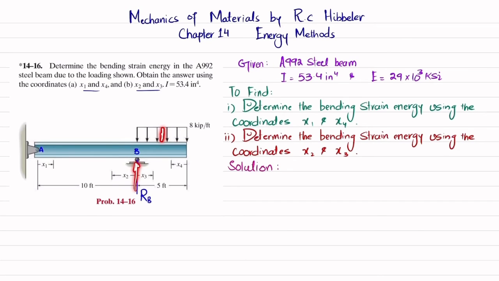So it will be upward, and this force will be, if you remove this reaction support, the reaction force at RA will also be downward. Let this be RA. So we'll first find this RA and RB by using the equations of equilibrium.